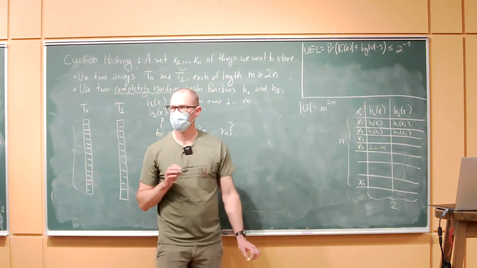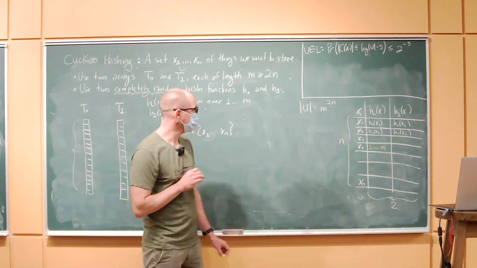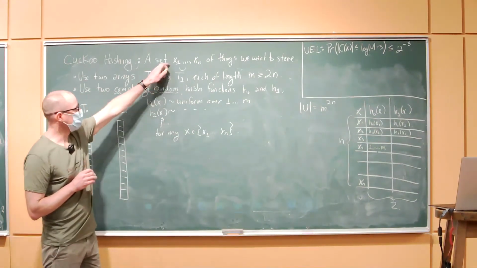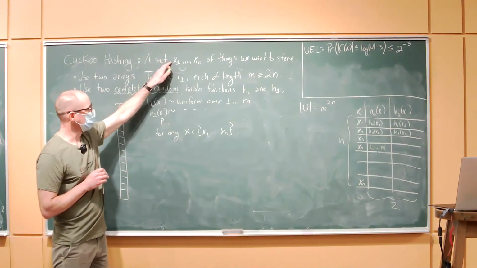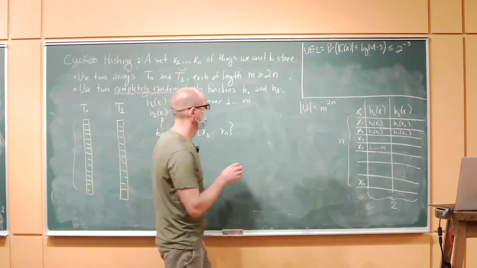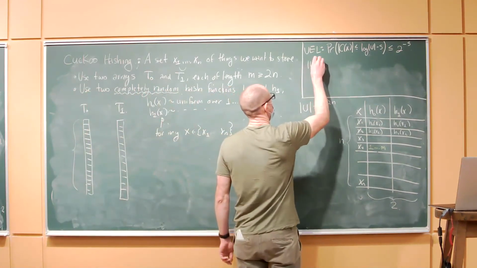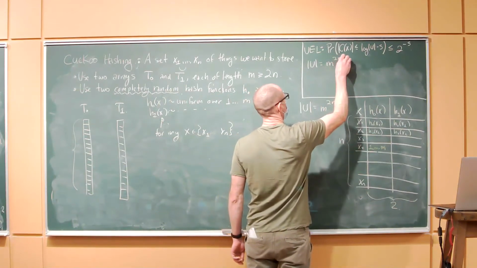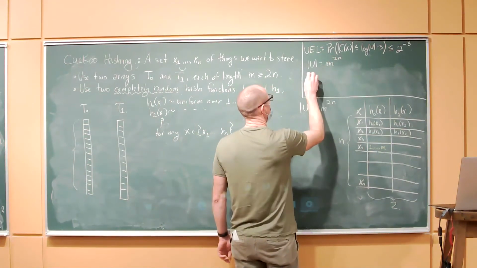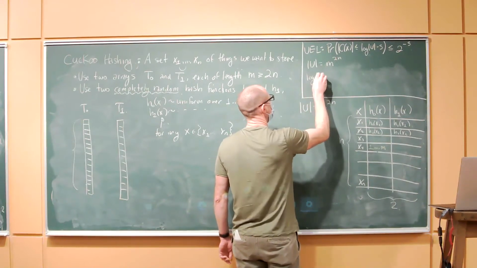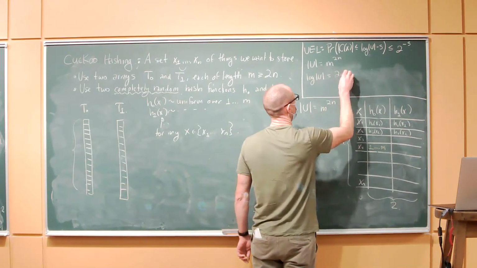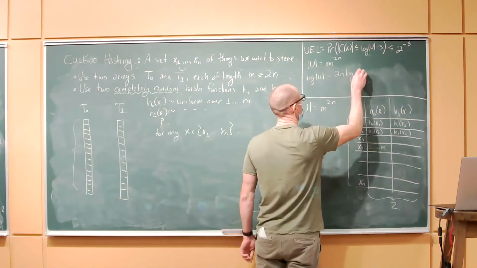Is that clear? So that's the size of the universe. That's the number of possible pairs of hash functions we can have, at least for these things here. Okay, so we'll write that down. Size of u is m to the 2n. And then, since we're going to be using it a few times, log the size of u is then 2n log of m.